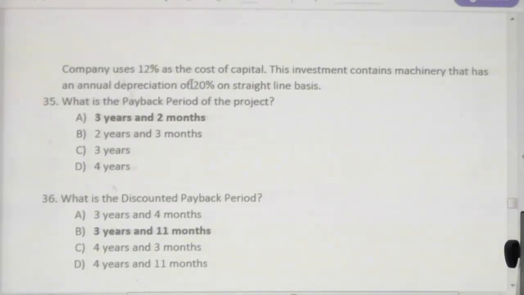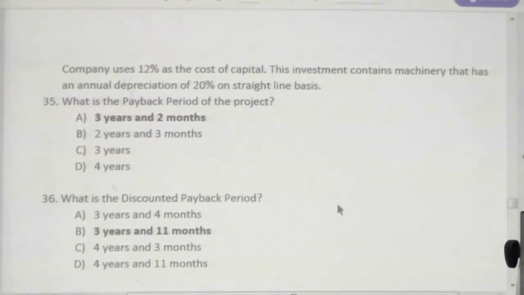This is only important for accounting rate of return, because accounting rate of return requires the accounting profit. Therefore you need to deduct depreciation from the cash flow. Otherwise it is not required. Cost of capital is required to discount.